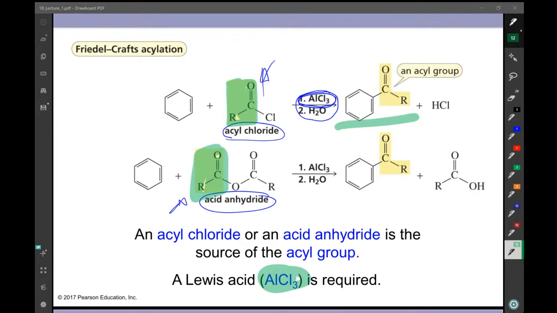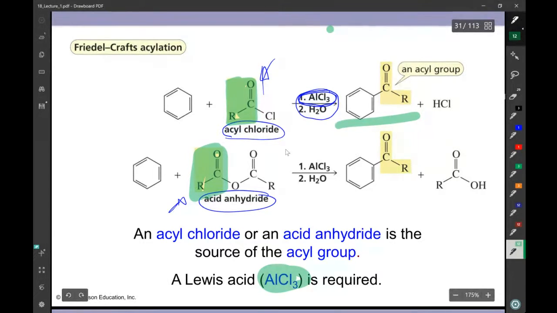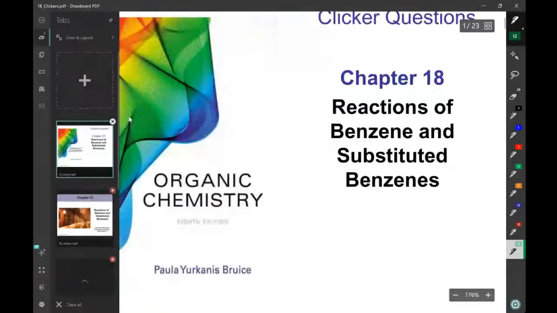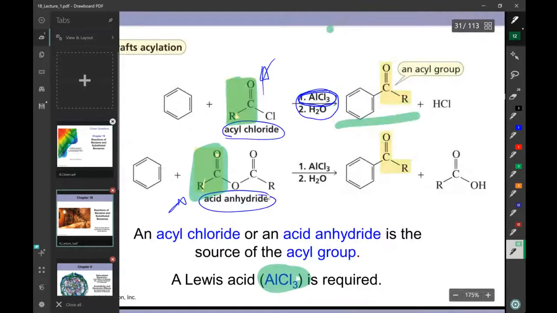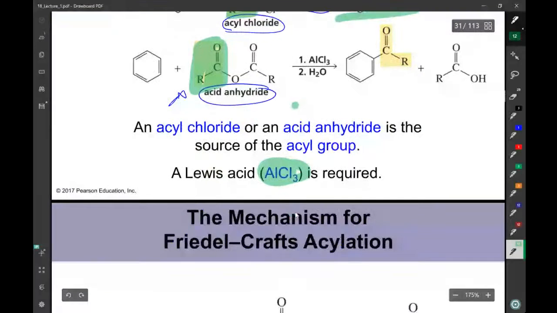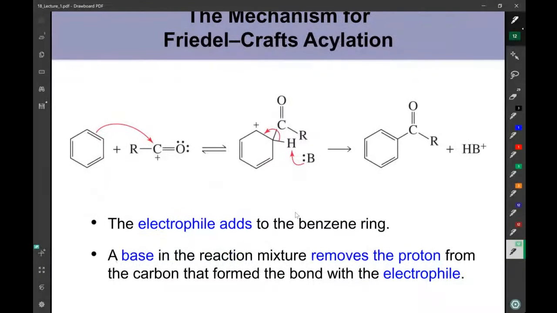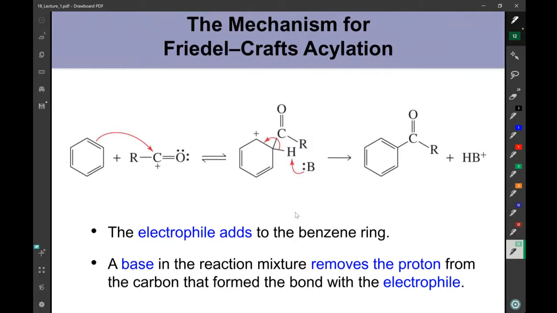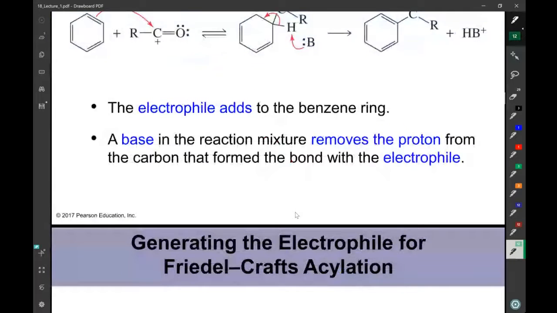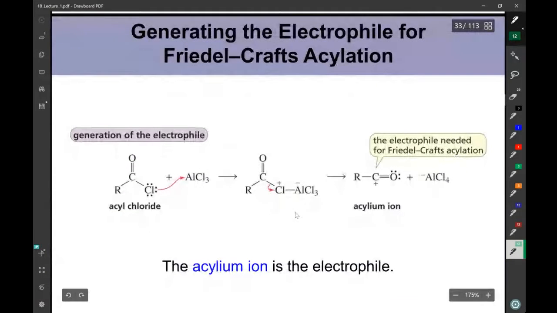So let's go to the next slide and make the electrophile. Oops. No, this is not what I wanted to do. Yes, this is what I wanted to do. So the next thing will be making the electrophile, or the mechanism of the Friedel-Crafts acylation. No, this is what I wanted to see.